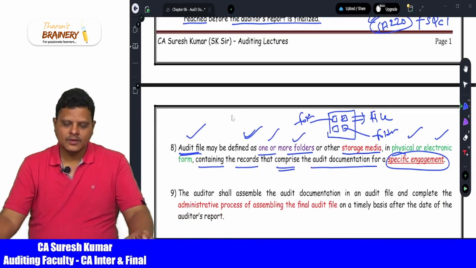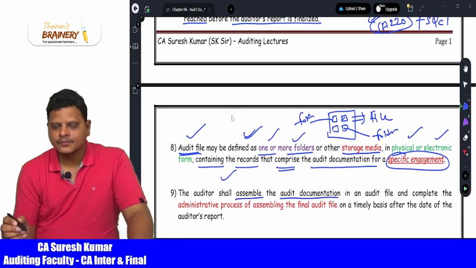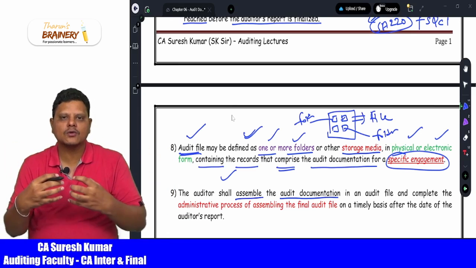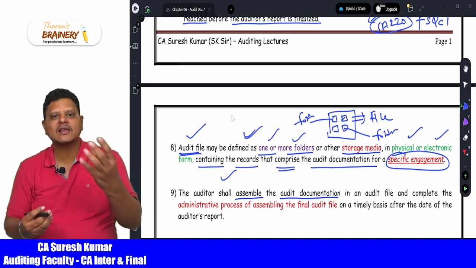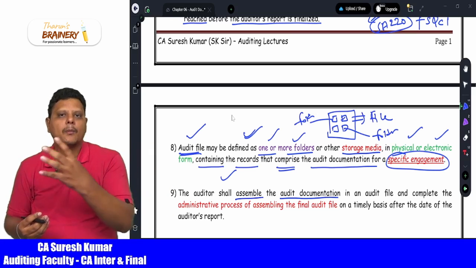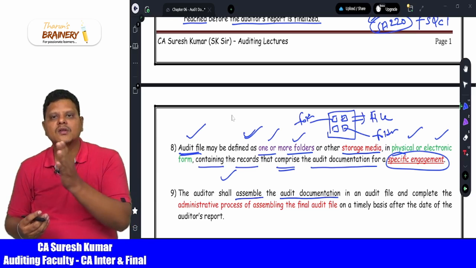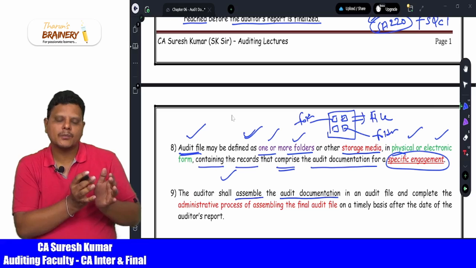Now comes, auditor shall assemble this audit documentation. Assembling means bringing all the documentation into one place, because during the course of the audit, auditor can assign the work to the various audit team members. So when the audit team members complete their respective assignments, or whatever part of the work is given, that should be assembled and kept at one place.